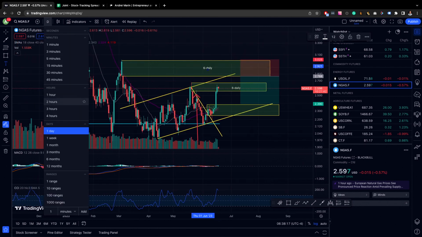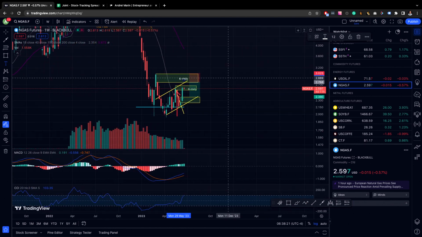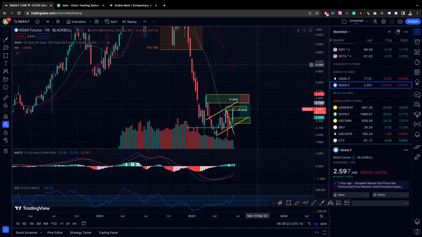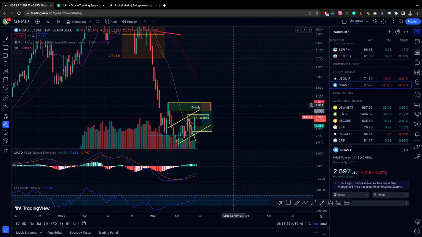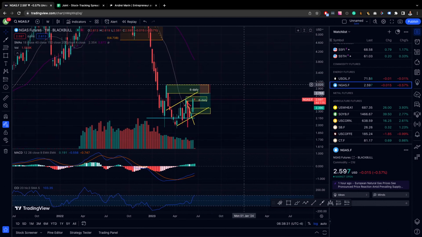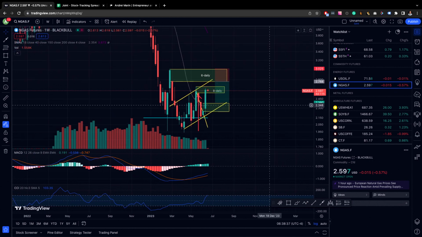I usually do this on the weekly, on the daily, and then I simply wait for price to reach the certain levels that I'm looking at. Now obviously this is a 9 weekly, so this is gonna be the next level that I'm gonna get really excited about. But in the meantime, obviously we have other principles of supply and demand, or trend lines, or different things that we can look at to take trades.